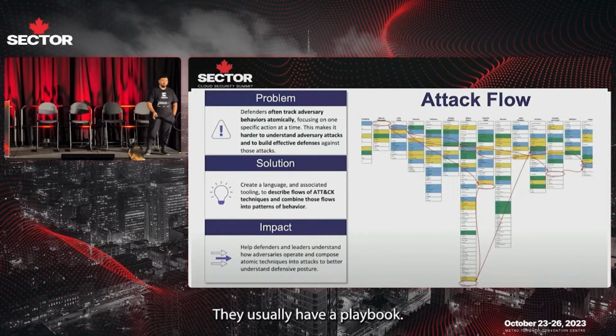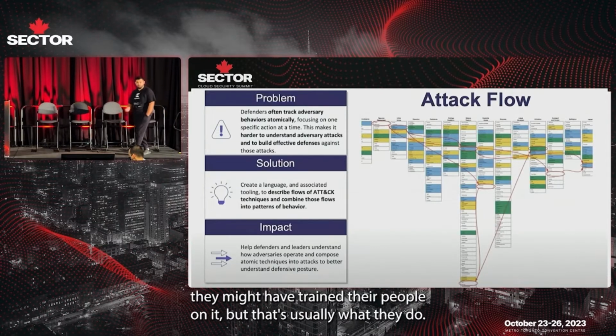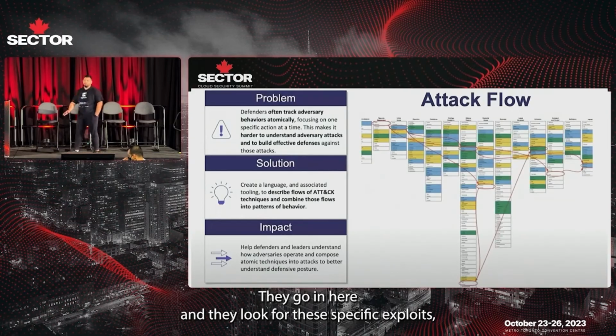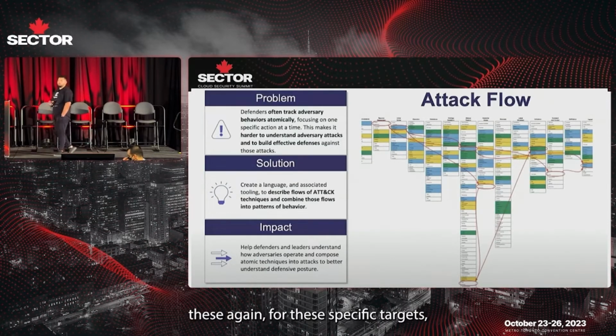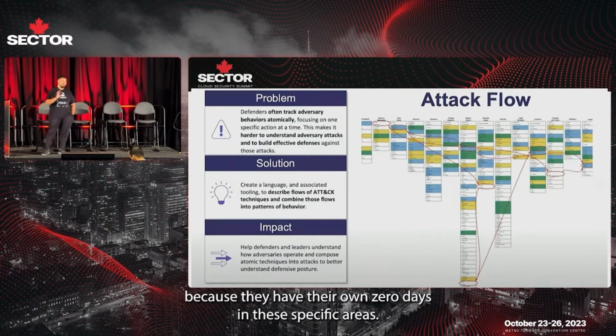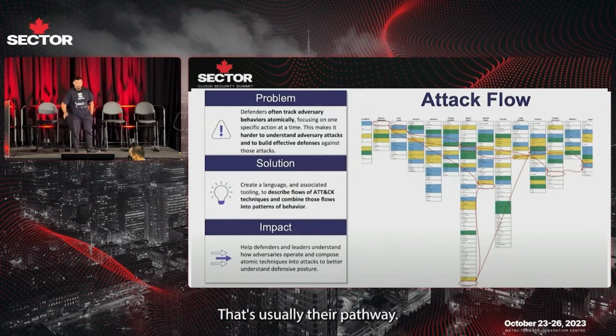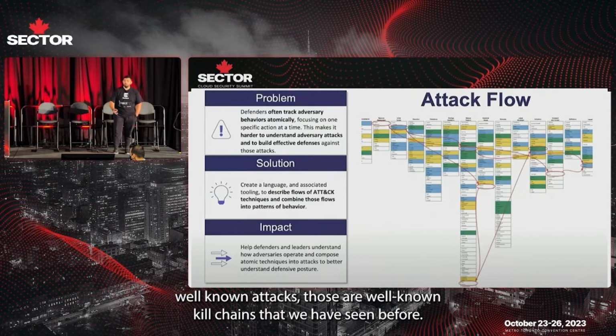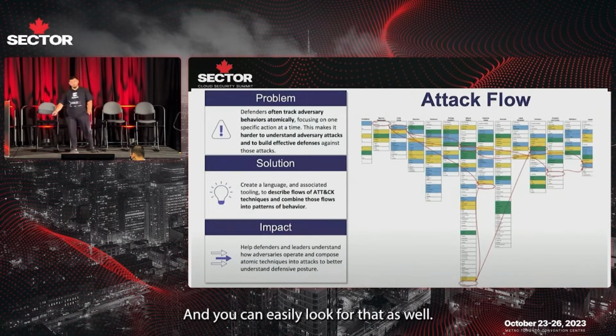They usually have a playbook. They might have automated it. They might have trained their people on it. But that's usually what they do. They go in here and they look for these specific exploits. They scan for these specific targets because they have their own 0-days in these specific areas. That's usually their pathway. So Attack Flow does that in terms of mapping well-known attack flows or well-known kill chains that we have seen before, and you can easily look for that as well.